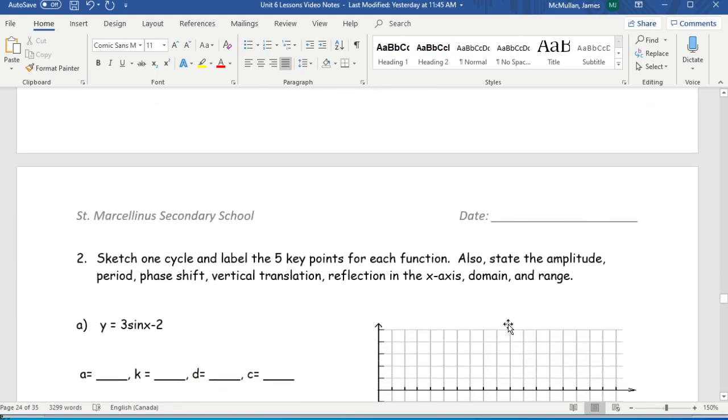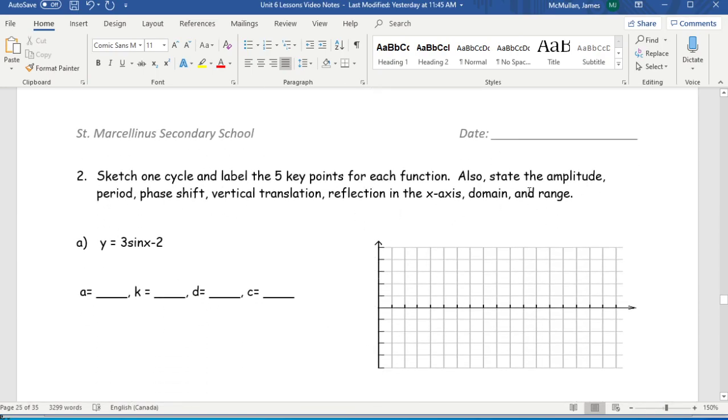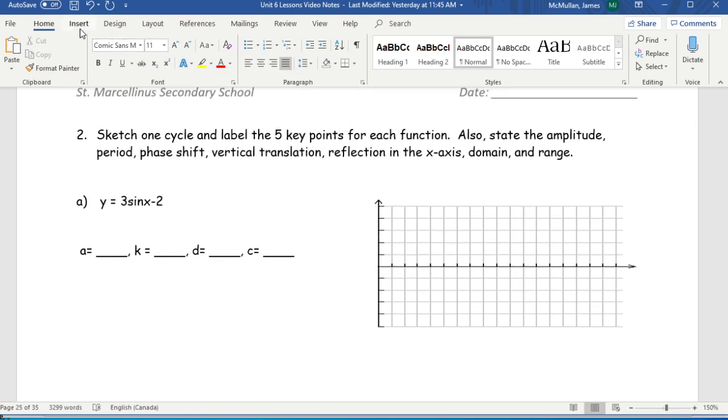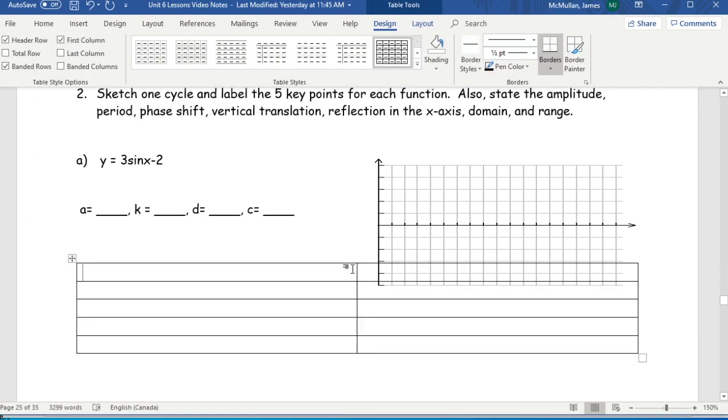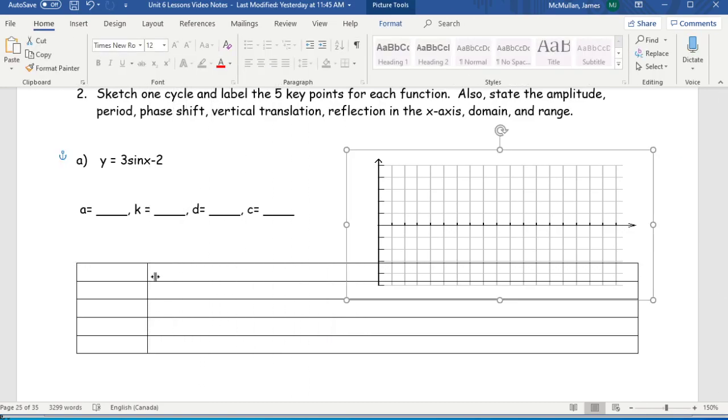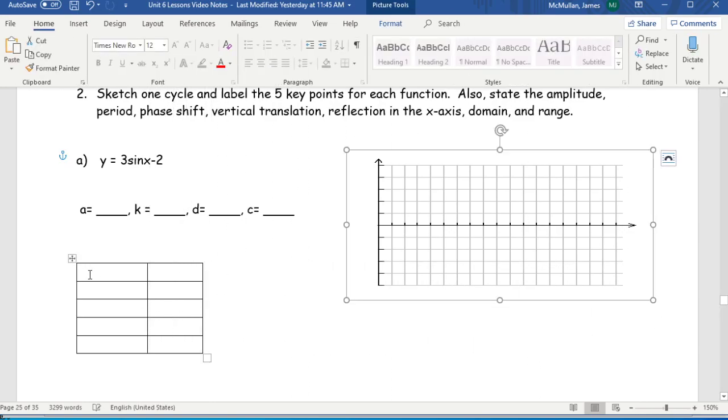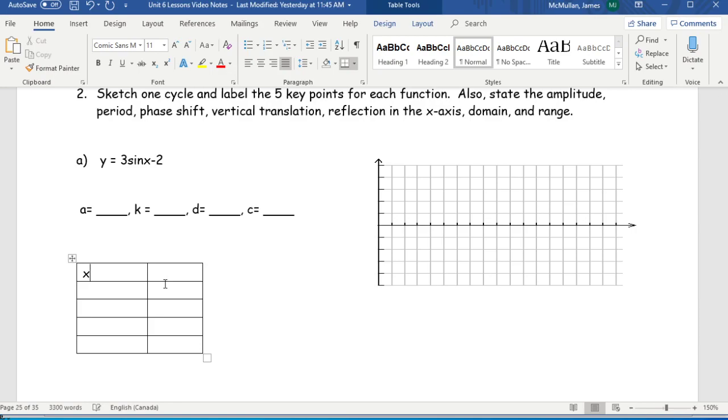Okay? Now, here we have to actually sketch. Now, sketching, you know what to do with this in the sense that you have to make the parent. So let's start just by making the parent table. Our parent function is sine x, so we'll go x and sine x, or x and y, whichever you want. The parent function for sine x from yesterday looked like this.